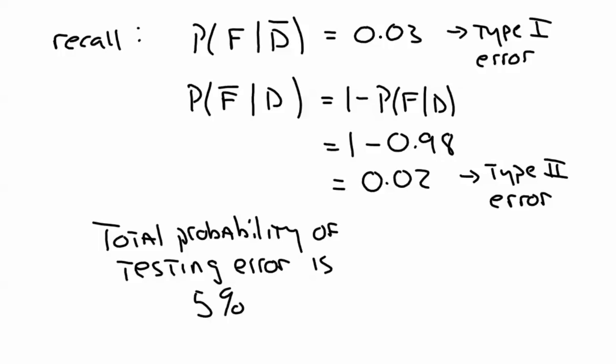So when you're doing a test and you determine your type 1 and type 2 errors, you add them together to get the total likelihood of making an error when that test is performed. So the total test error is 5% in this particular case. All right?